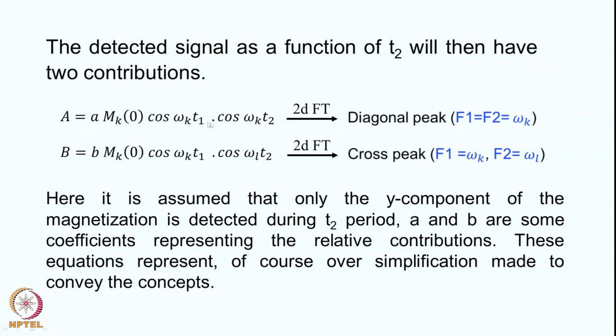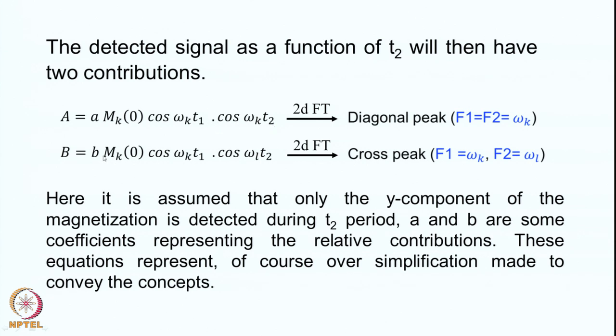This magnetization continues to evolve with its own characteristic frequency omega k, because it is a k magnetization. So during T2 also it goes with the same frequency omega k. I am giving you a very simplistic picture here. The actual calculation may have to involve the Hamiltonian evolutions under the influence of the different Hamiltonians, and you are considering a very simplistic picture to bring out the concepts. So if it is going with the same frequency omega k, then the signal which you are going to detect here will be A mk0 cosine omega k T1 cosine omega k T2.